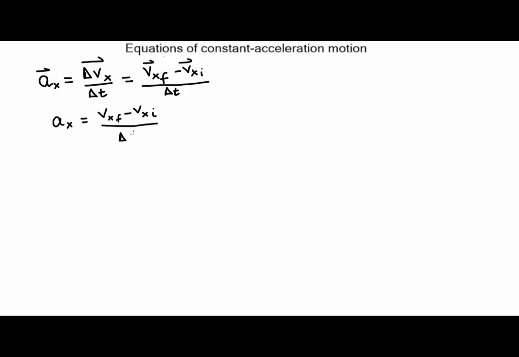So I've just simply rewritten that here. And now if I multiply both sides by delta t and add vxi to both sides, I will get my second equation. I get vxf equals vxi plus a times delta t. Why do we need different forms of the same equation? Well, they're useful in different situations depending on what we have and what we want. If we want to find the final velocity of an object, knowing the initial velocity, the acceleration, and the time duration, this second equation is important.